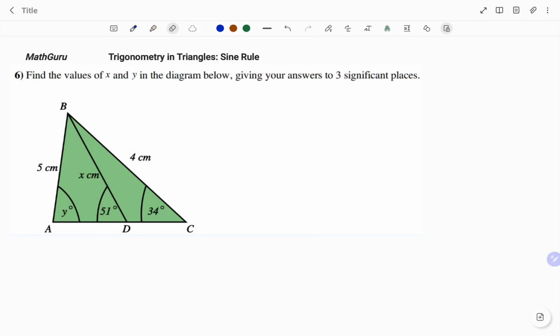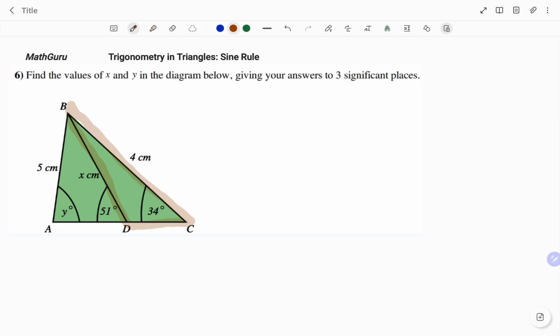In this video, I'm going to show you how to use the sine rule to solve the question. I have to find the values of x and y in the diagram below, giving your answers to 3 significant places. Starting with x, I have the triangle ABC with the line BD, which is also x centimeters. In order to solve for x, I'm going to highlight the triangle I'll be using, which is my triangle BCD.